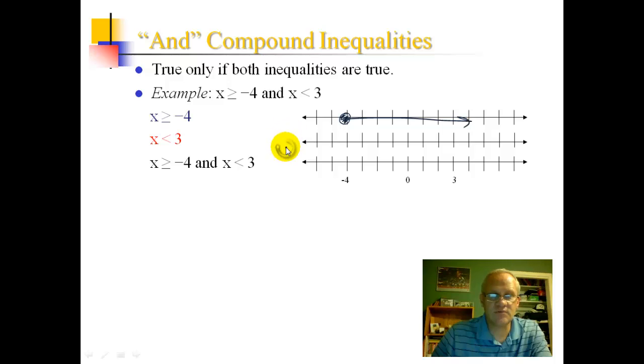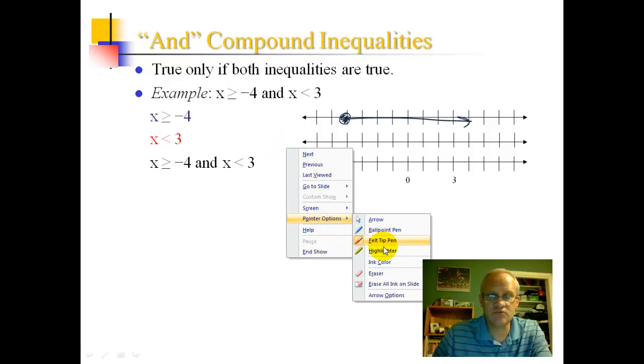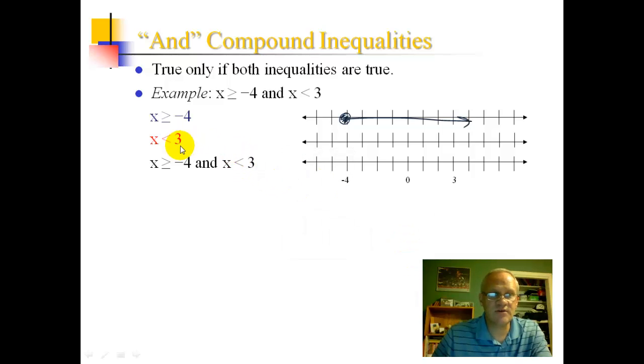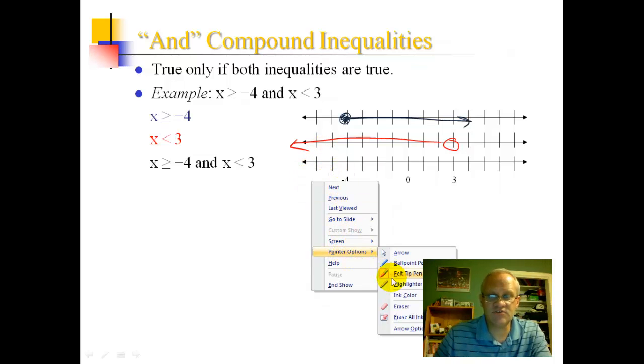All right, now I'm going to do something really cool here. I'm going to change to red, since I've got this other one in red. So now here for x is less than 3, less than, no equal to, on this graph, it's going to be an open circle. And since it's less than, that means it's going to go this way. Okay, so by itself, x is less than 3 would look like that red graph there.